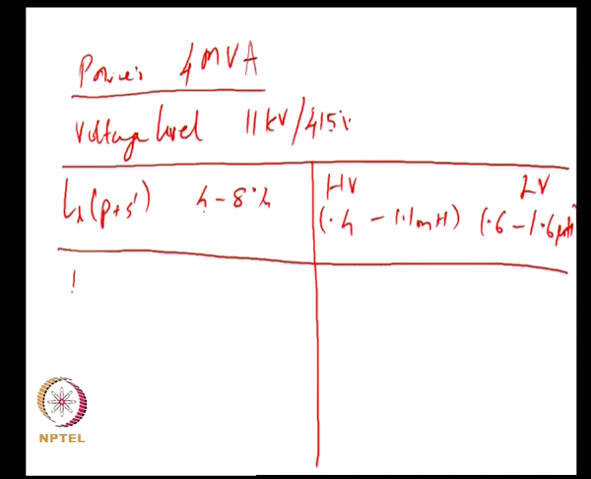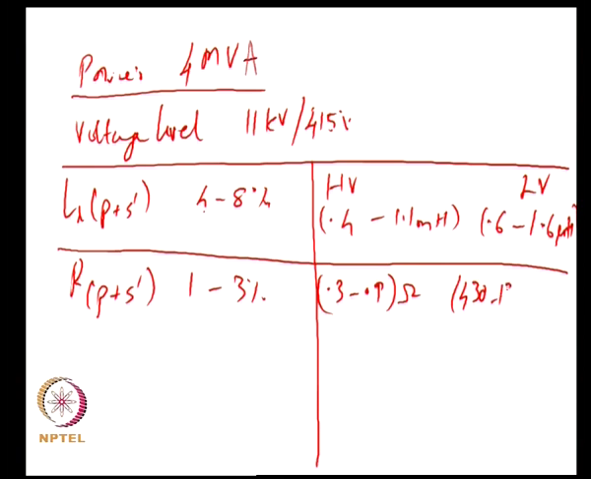If you look at the resistance of your winding, primary plus reflected secondary, you are talking about 1 to maybe 3% depending on how much copper is used in the winding. So, you are talking about say 0.3 to 0.9 ohms on your high voltage side, whereas you are talking about something like 430 to 1300 micro ohms on the low voltage side.